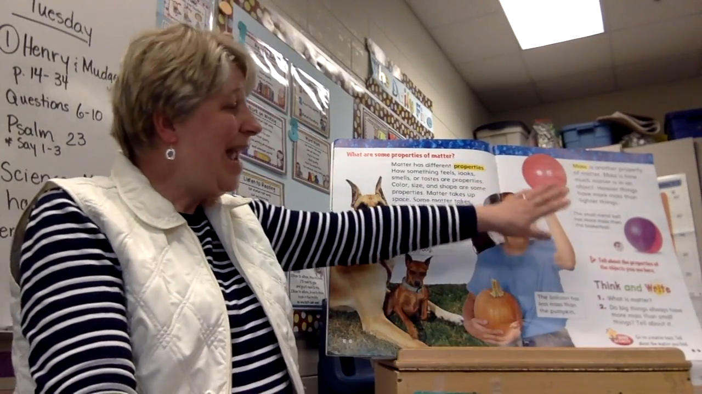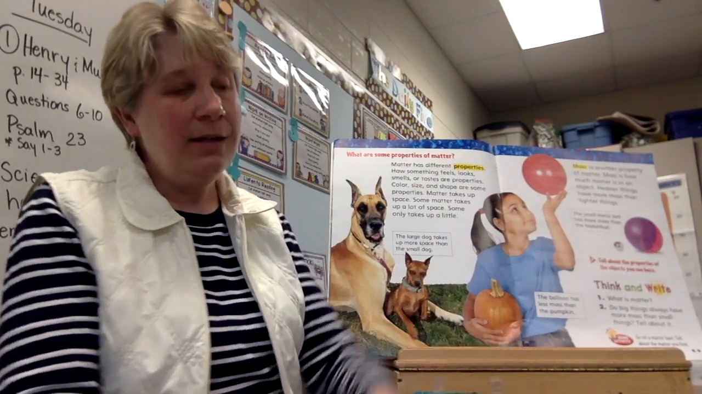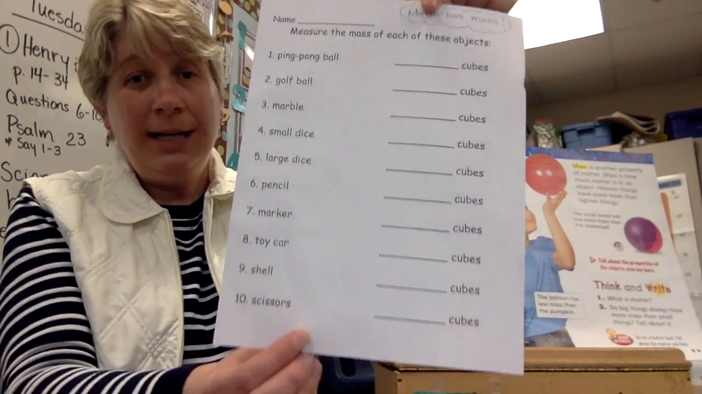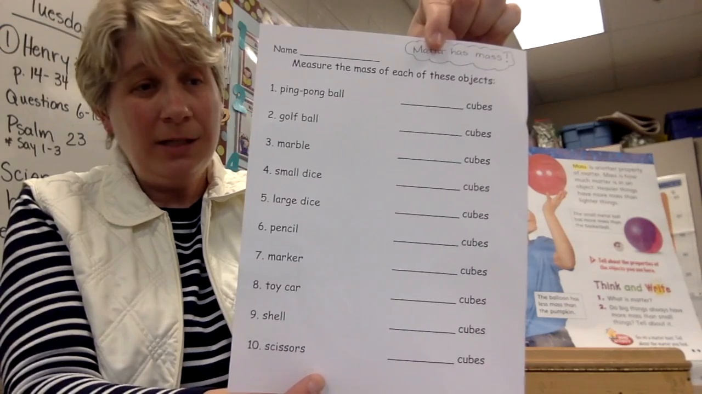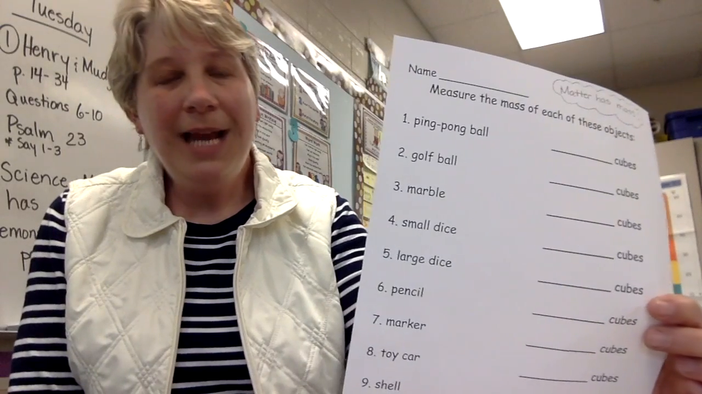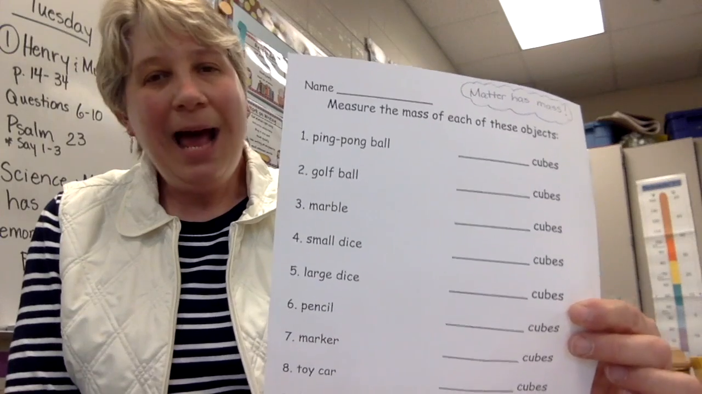Now, what we want to talk about today is how matter has mass. And there's something I want you to do with me. So look in your packet for a paper just like this. Get your paper and a pencil and come right back so we can work on this together. We're going to do a science experiment with our paper here, and we're going to see how much mass each one of these objects has.